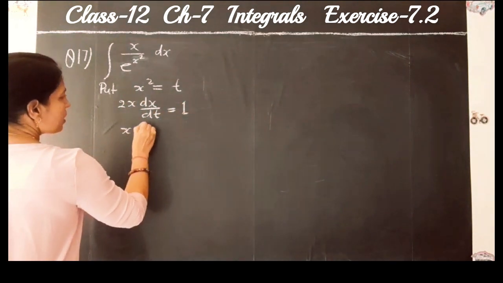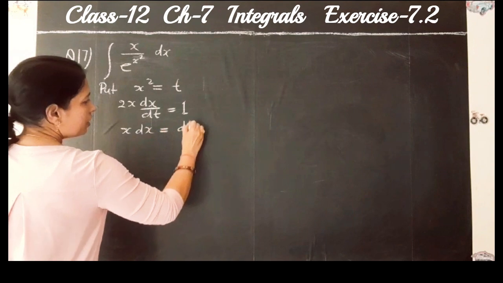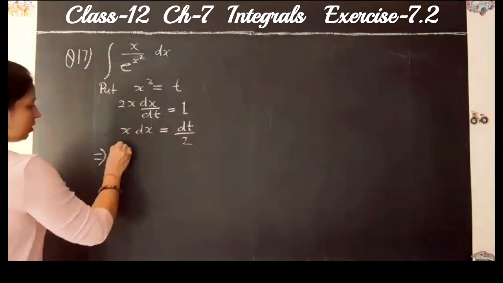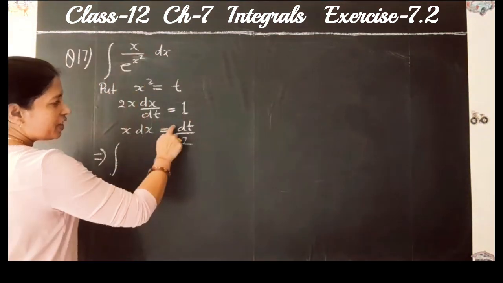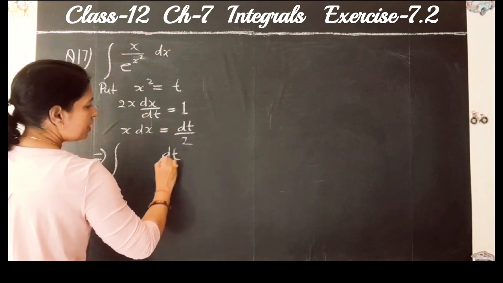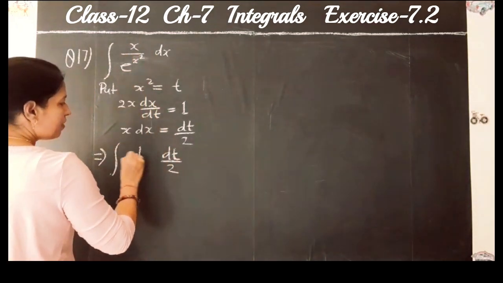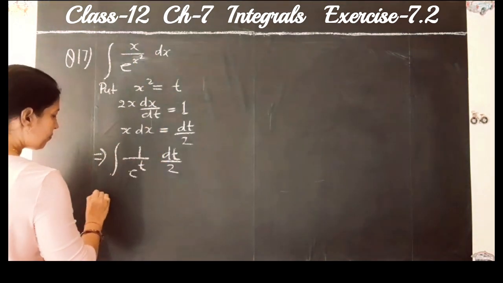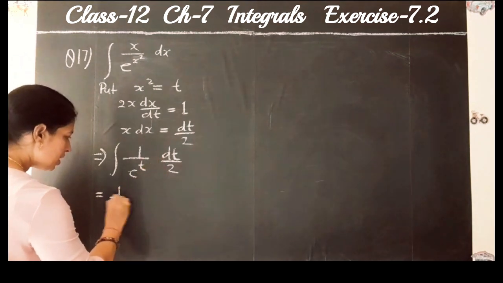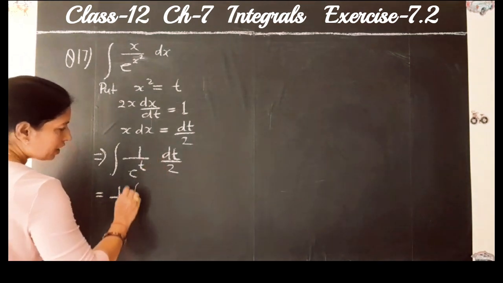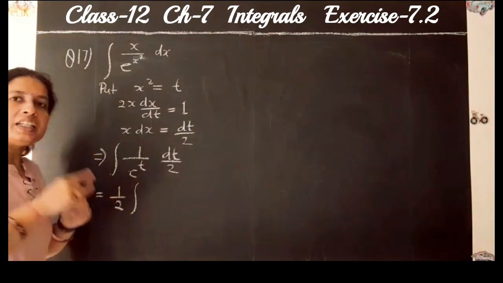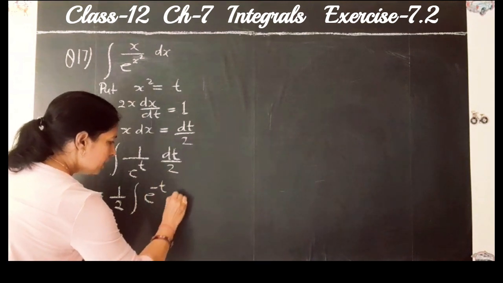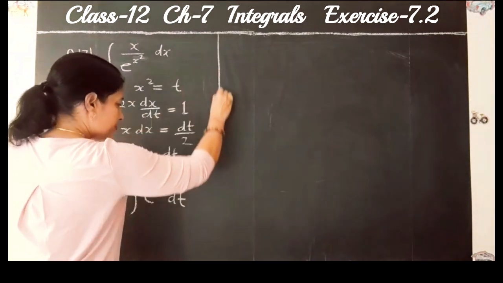So what will be x dx? X dx will be dt by 2. So write this integral. In place of x dx, we can write dt by 2. So first write here dt by 2. And in place of x square, write t. So it will be e to the power t. Take 1 by 2 outside. So write here 1 by 2 integral. Here it is given 1 by e to the power t. So we can write e to the power minus t dt.